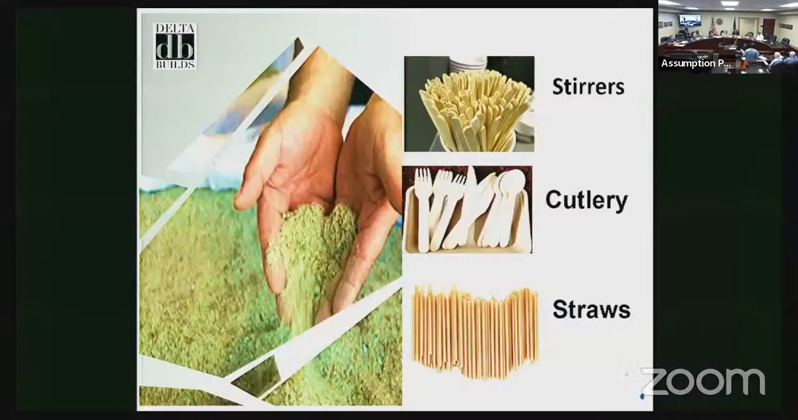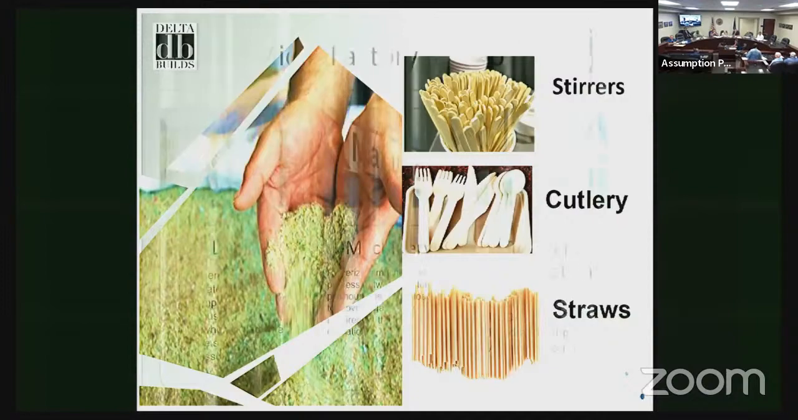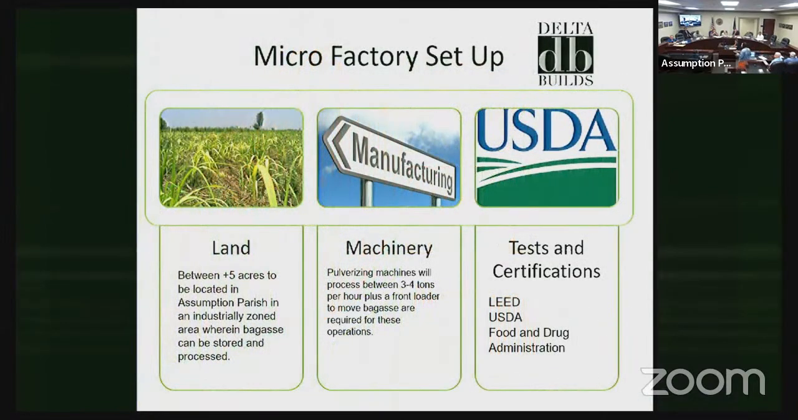So we want to make things like those coffee stirs that you get from Racetrack and Starbucks and places like that, and cutlery, forks, knives. Instead of plastic, we're gonna eliminate plastic and use cutlery and straws too. There they are. So we can take bagasse and make all these things. It's not being made yet in the United States. So imagine if we build a micro factory here in Assumption Parish near the sugar mill.